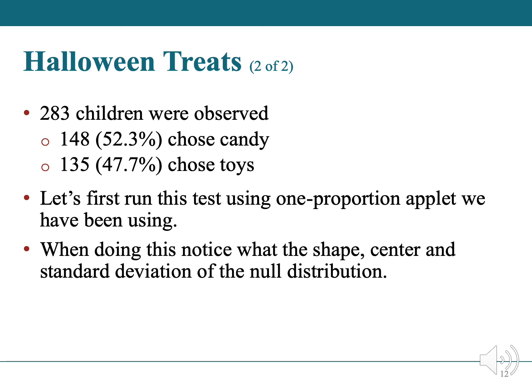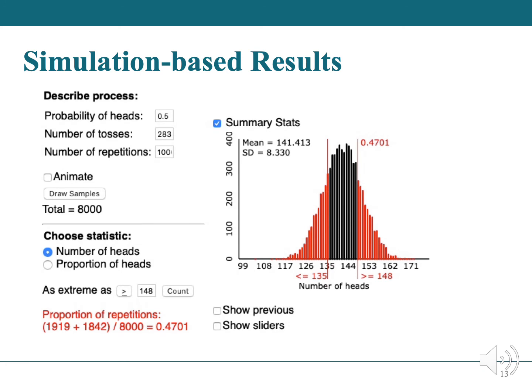So I fired up the applet, and this is what I got. Okay, so the probability of heads was 0.5. Well, the probability of choosing candy was 0.5. The number of observed cases or tosses was 283, and I did this 1,000 times. And I'm doing this with the number of children who chose candy. I could have done proportion as well. And you can see on the chart, here I click summary stats. Here we have this nice bell-shaped curve, so that's indicative that that 283 was a pretty substantial sample.